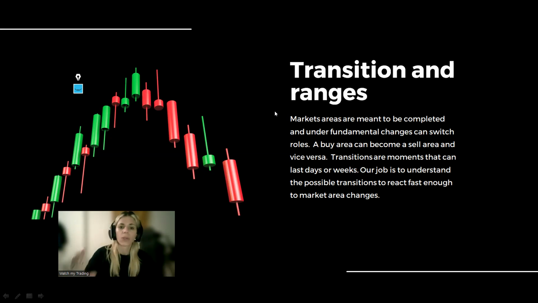For example, if you have euro dollar trading above the 110, once it enters into transition from the 108 to 109, that's the major transition on euro dollar. And then after the transition, it can either go back to buyer market area or get down to seller market area. It can happen both ways. That is why it's considered a transition. It can go from one area to another, or from the highs to the lows, the lows to the highs, and changing market areas. Okay, so our job is to understand the possible transitions to react fast enough to market area changes.